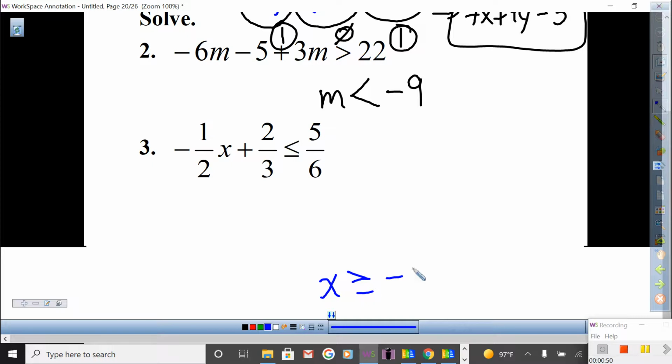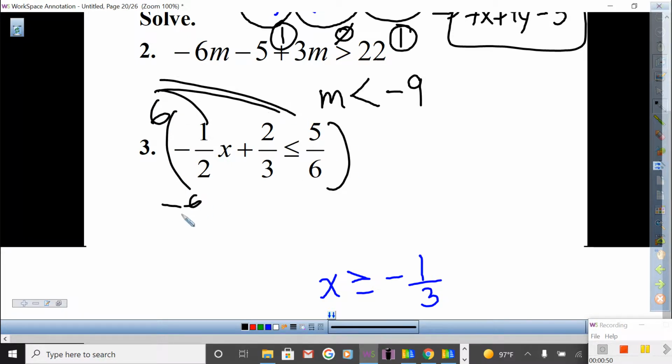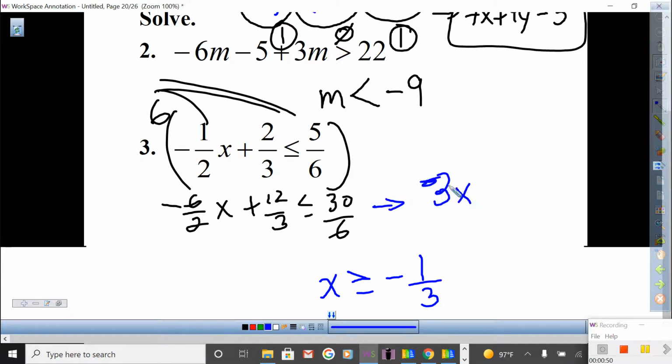x is greater than or equal to negative 1/3. Hands up if you got that. That is correct. Now, for those of you that are struggling with these, remember, always start with the common denominator, which is 6. You distribute, that becomes negative 6/2 x plus 12/3 less than or equal to 30/6. Then it simplifies to become negative 3x plus 4 less than or equal to 5, and the rest is history.